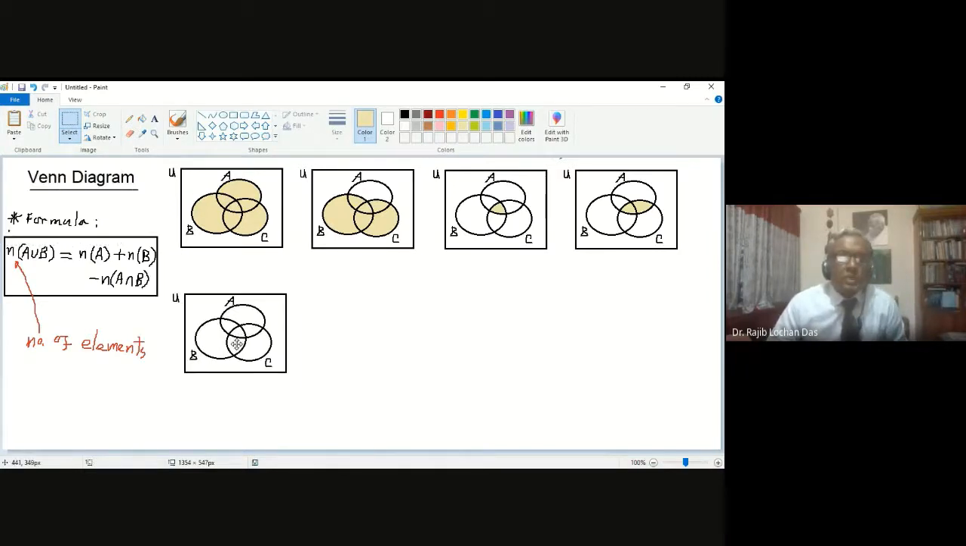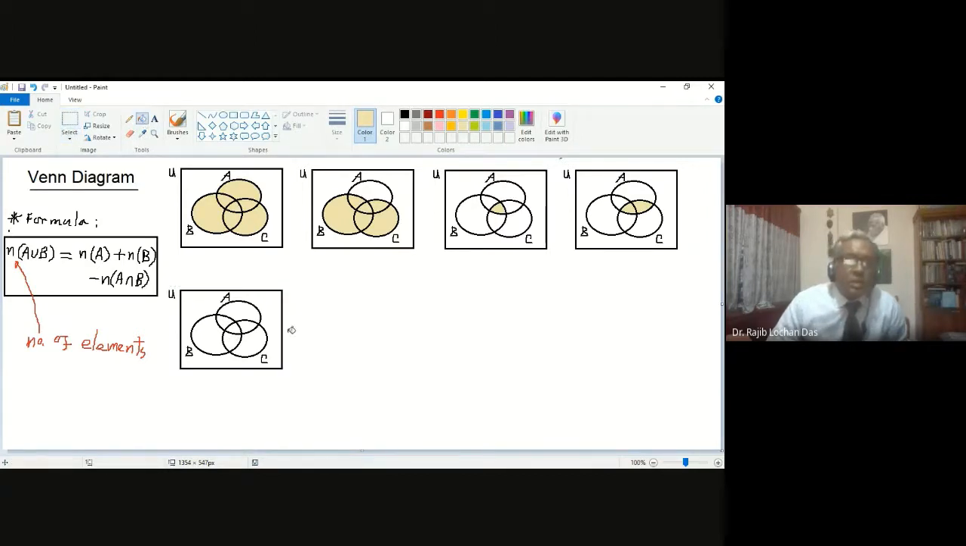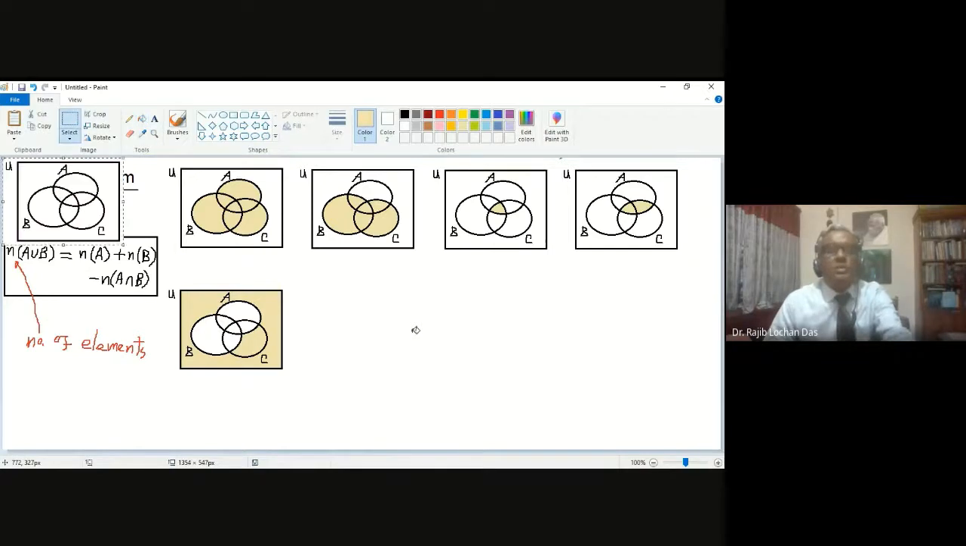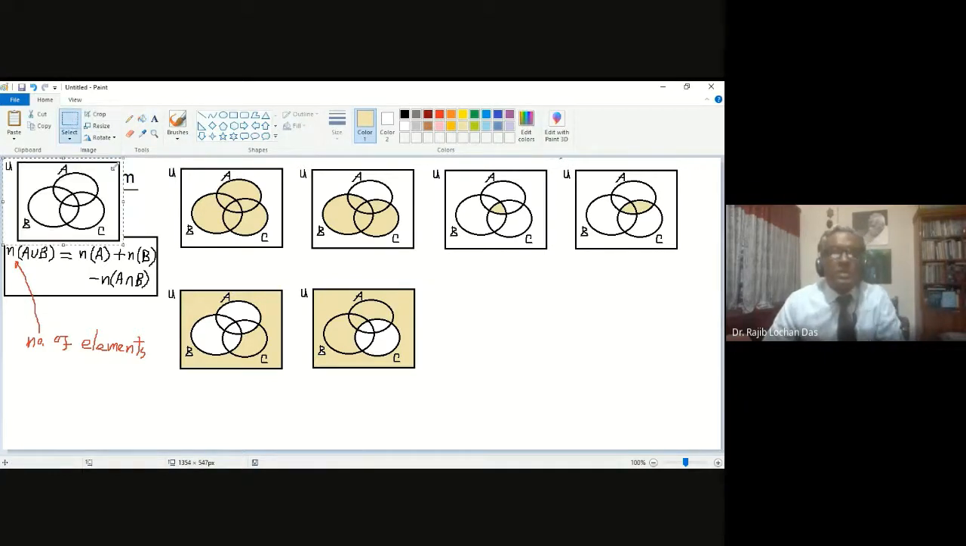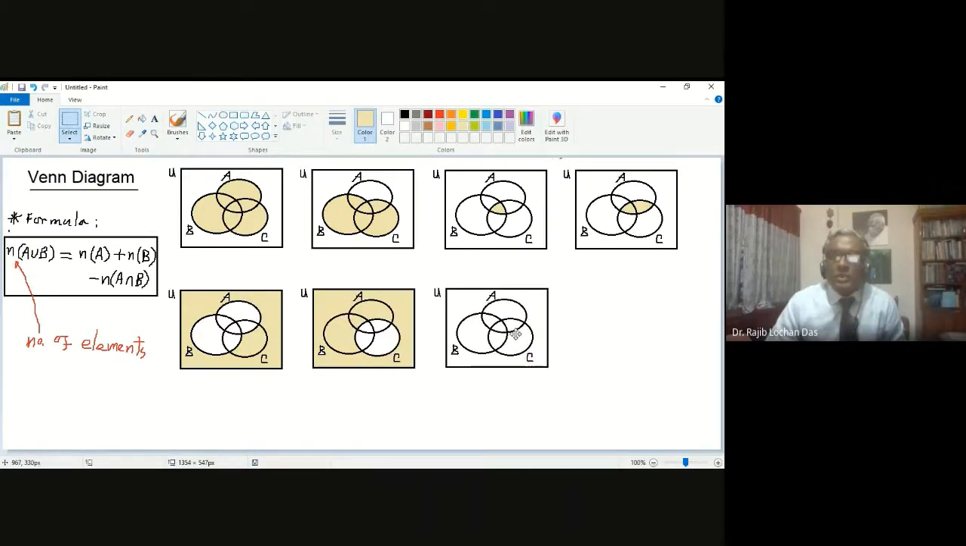So what will be this area if I just shade the region like this and this? That will be A union B prime, like that. A union B prime, that's it. So what will be this area if I shade the region like this? So this will be C prime. This will be C prime. That's it.